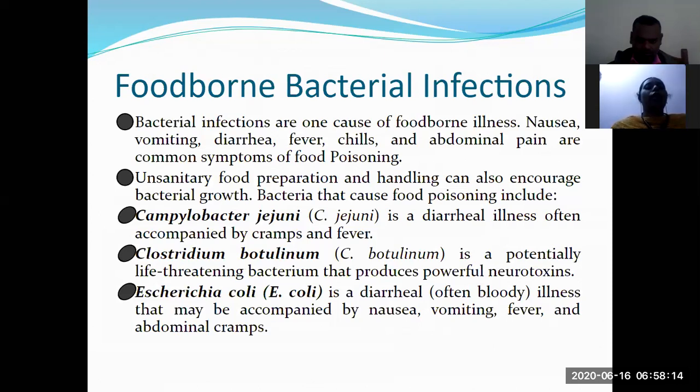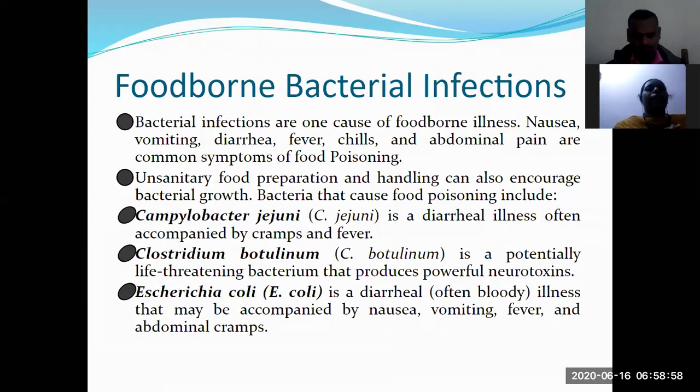So what are the bacteria that cause food poisoning? I have added here 3 examples. For example, Campylobacter jejuni, which causes diarrheal illness, often accompanied by cramps and fever. Clostridium botulinum. You see, we are eating packed processed foods, right? This packed or processed food can act as a carrier of Clostridium botulinum, because it is mostly present in oily packed food, and it is a potentially life-threatening bacterium that produces powerful neurotoxins.